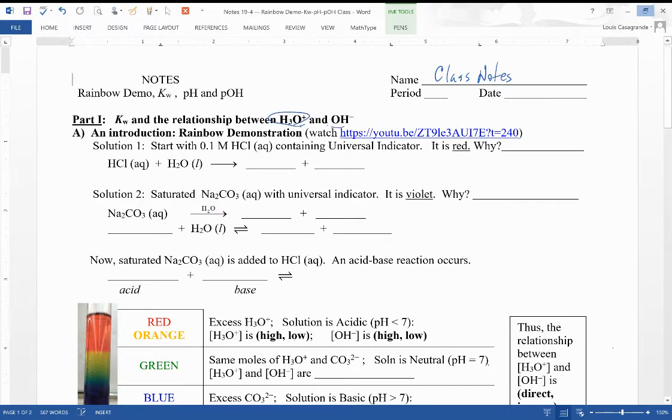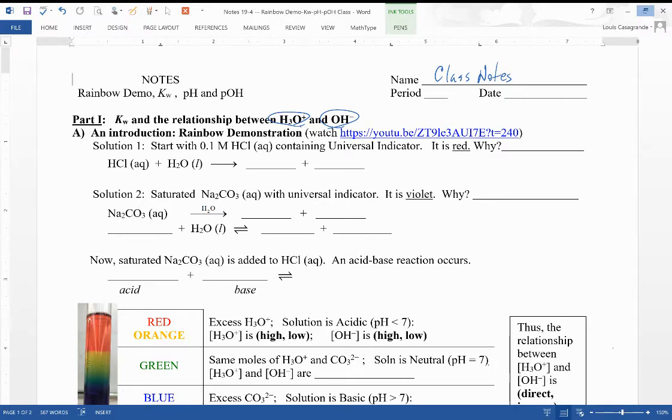and hydroxide ion in water. And I want you to watch the rainbow demonstration video on YouTube. I've got it linked in the assignment as well. This is something that I would do in class, but obviously won't be able to do so. So go watch the video and then we'll come back and discuss it. I hope you watch the video now.